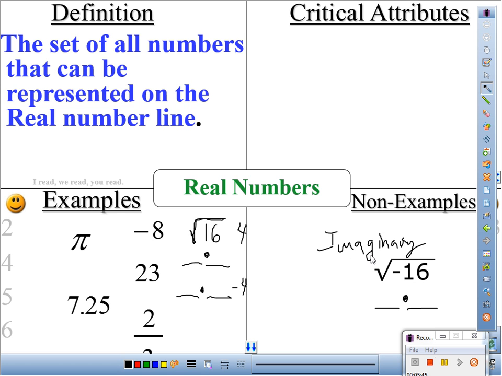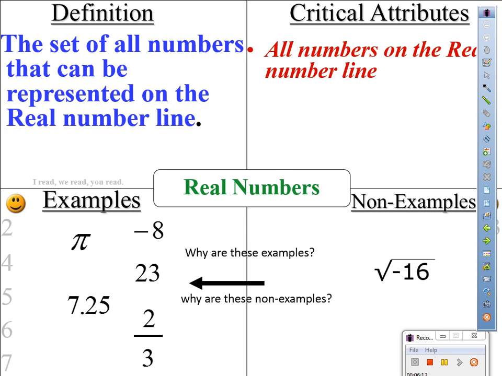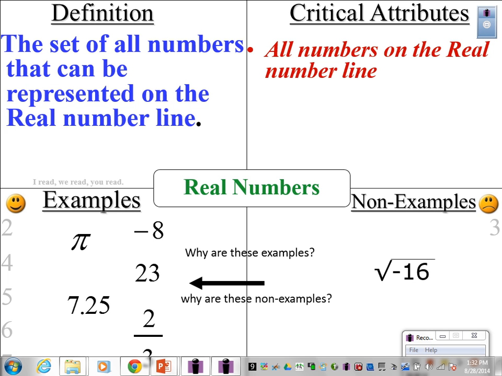And guess what? When you get to Algebra 2, you're going to go over and work a lot with imaginary numbers. I'm just introducing this to you today so that you have it in mind. So students, imaginary, students. There you go. Pretty good? So, what's so important about real numbers? Well, the critical attribute would be that it's all numbers on the real number line. All numbers on the real number line. Straightforward, yeah? Okay. All numbers on the real number line.